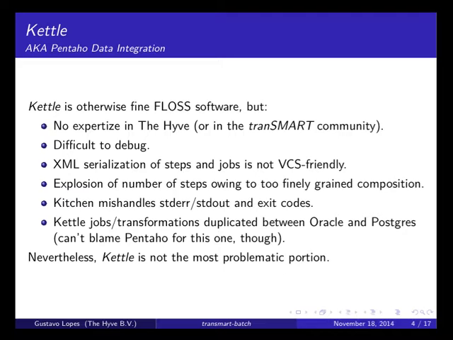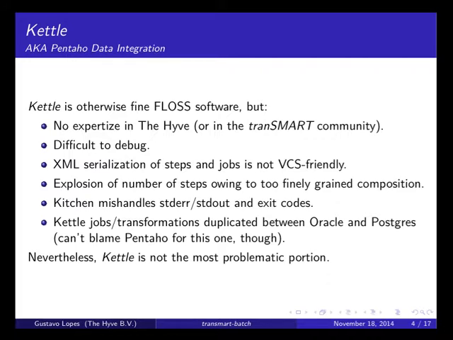This is one of the biggest problems. Kettle jobs and transformations are done with a graphical user interface, and these are saved into XML files, which are huge, where the positions of each item in the interface are saved, so the diffs are completely unusable. It's impossible to do merges. In short, it's not really VCS friendly.